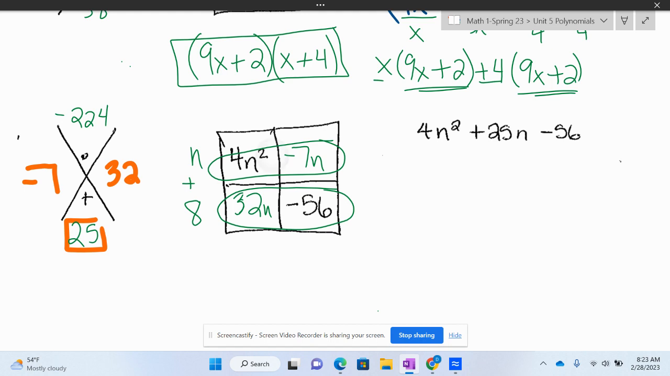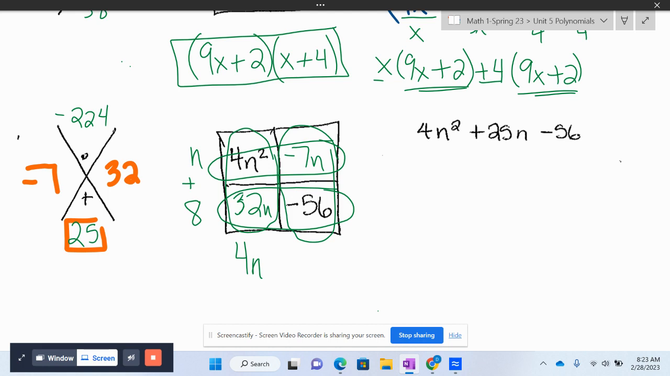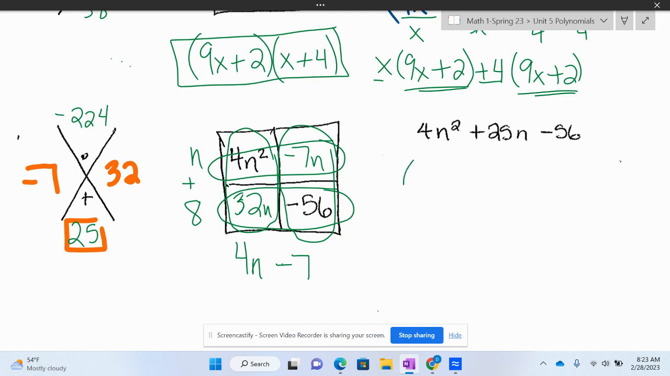Now let's look at our first column. 4n squared and 32n. The greatest common factor is 4n. And a negative 7n and a negative 56. It's going to be a negative 7. So my factors are n plus 8 times the quantity 4n minus 7.